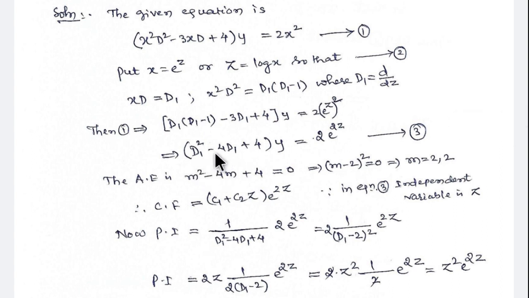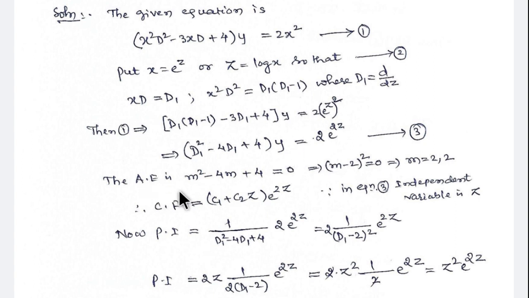Now this is a second order linear differential equation with constant coefficients. So you have transformed from a Cauchy-Euler or homogeneous differential equation to a second order linear equation with constant coefficients, with a different independent variable. The dependent variable is y and the independent variable is z.